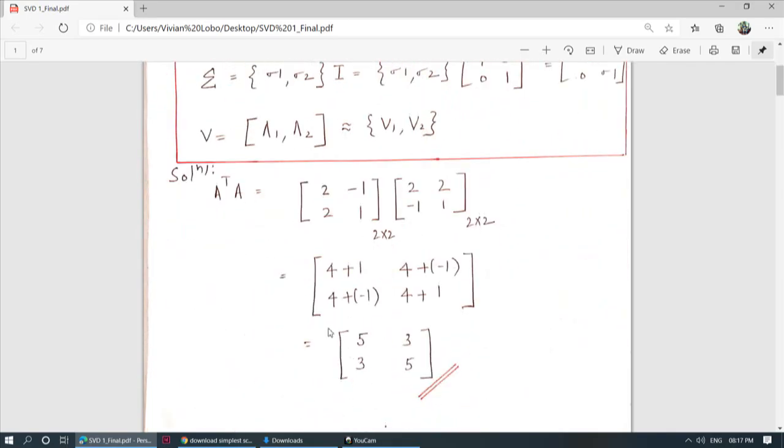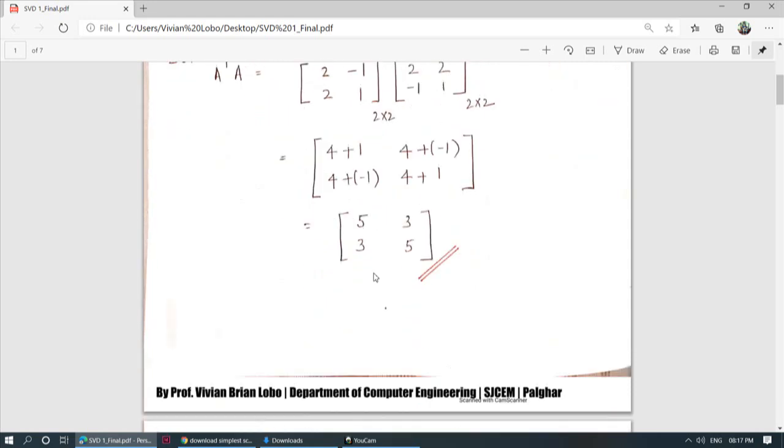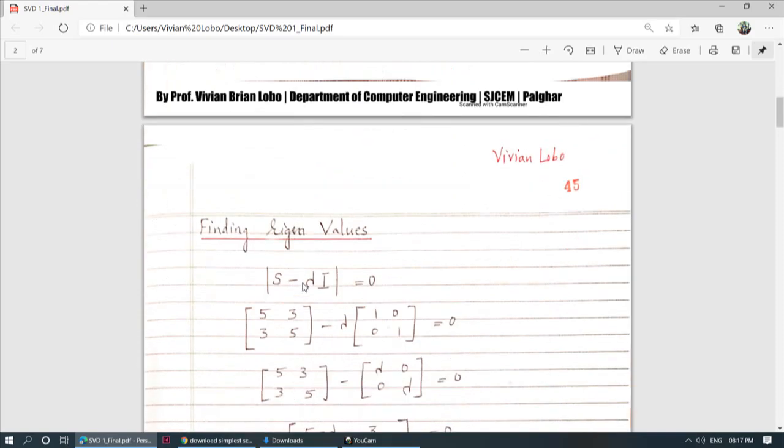Now what is the first step? We have been given matrix A. We have to simply determine its transpose and multiply it with A. So the first step is A transpose A. The matrix A has been taken with its respective transpose and multiplied with A. On carrying out matrix multiplication, you get the final matrix as [5, 3; 3, 5]. Alright. Now the next step is to find the eigenvalues.